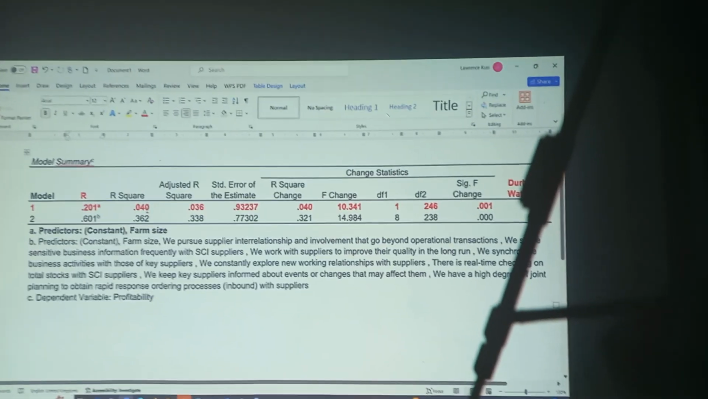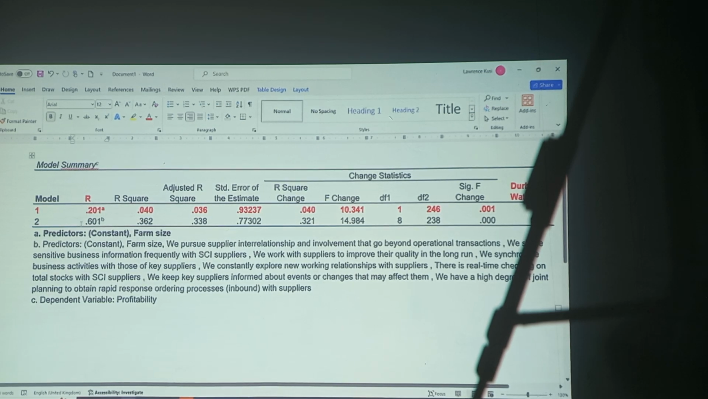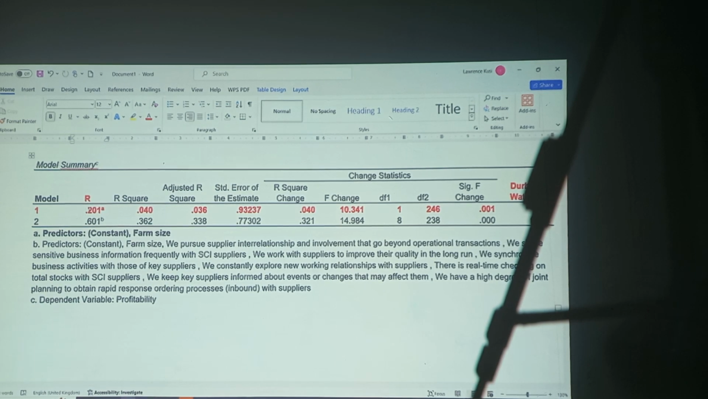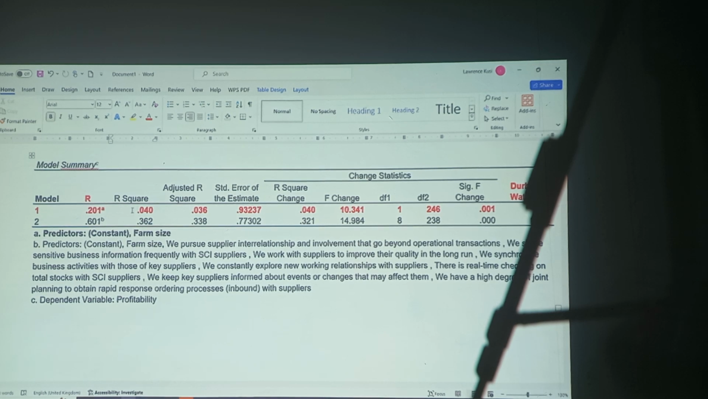If we look at model 1, what predictor are we talking about? We are talking about the firm size. Yeah. So together with constants, they relate with this one by this margin, which is positive and it is a small relationship. Then R square measures how much change in the dependent variable is caused by the predictors.